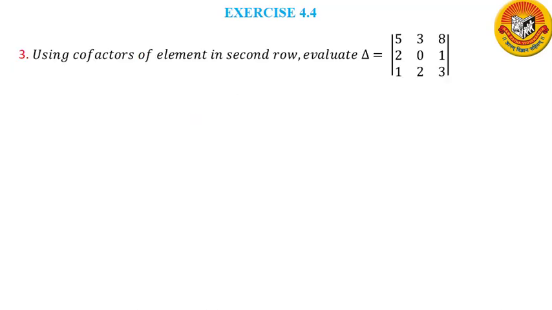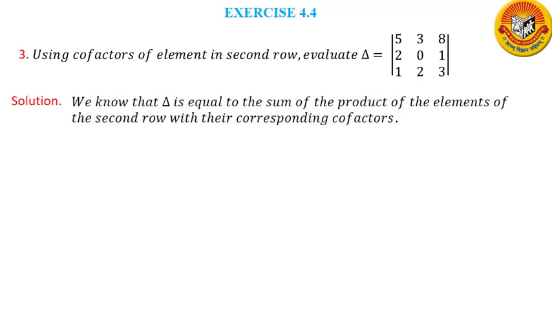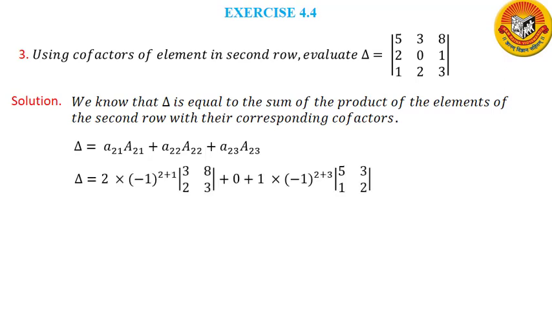Now let us move to the third problem. Using the cofactors of the elements in the second row, evaluate delta, which is 5, 3, 8, 2, 0, 1, 1, 2, 3. I have to find the determinant. Now we know that delta is equal to the sum of products of elements of the second row with their corresponding cofactors. So I will say delta is equal to a21 into A21 plus a22 into A22 plus a23 into A23. Now I will write the corresponding elements here.